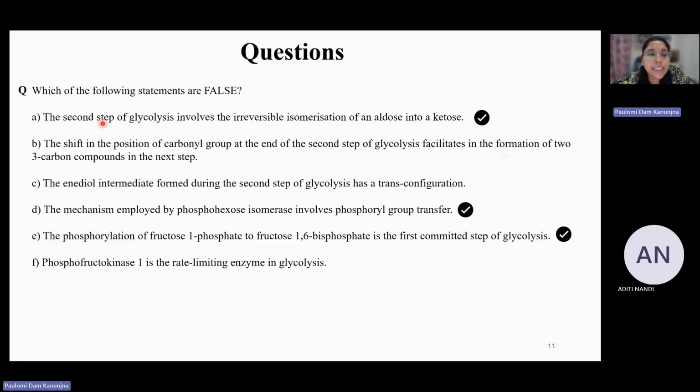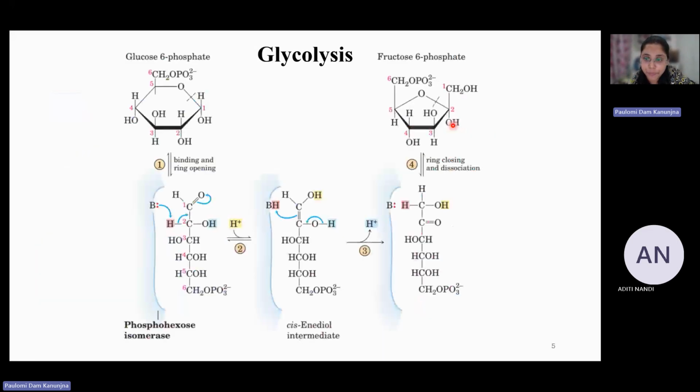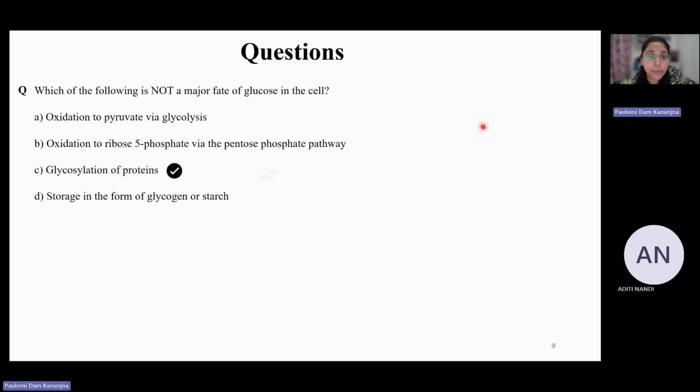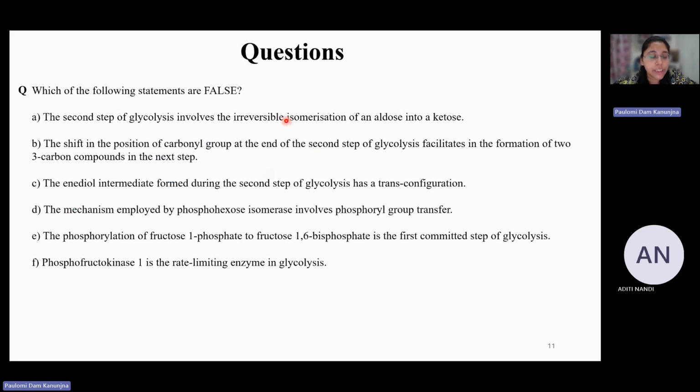The first one says the second step of glycolysis involves irreversible isomerization. Let me go back to the second step once again. Reversible, right? So that's why the first statement is incorrect. It is not irreversible. Which is irreversible? The first step is irreversible, and the third step is irreversible. Isomerization is not irreversible. So this is a wrong statement. The second statement is correct, as we have already seen.